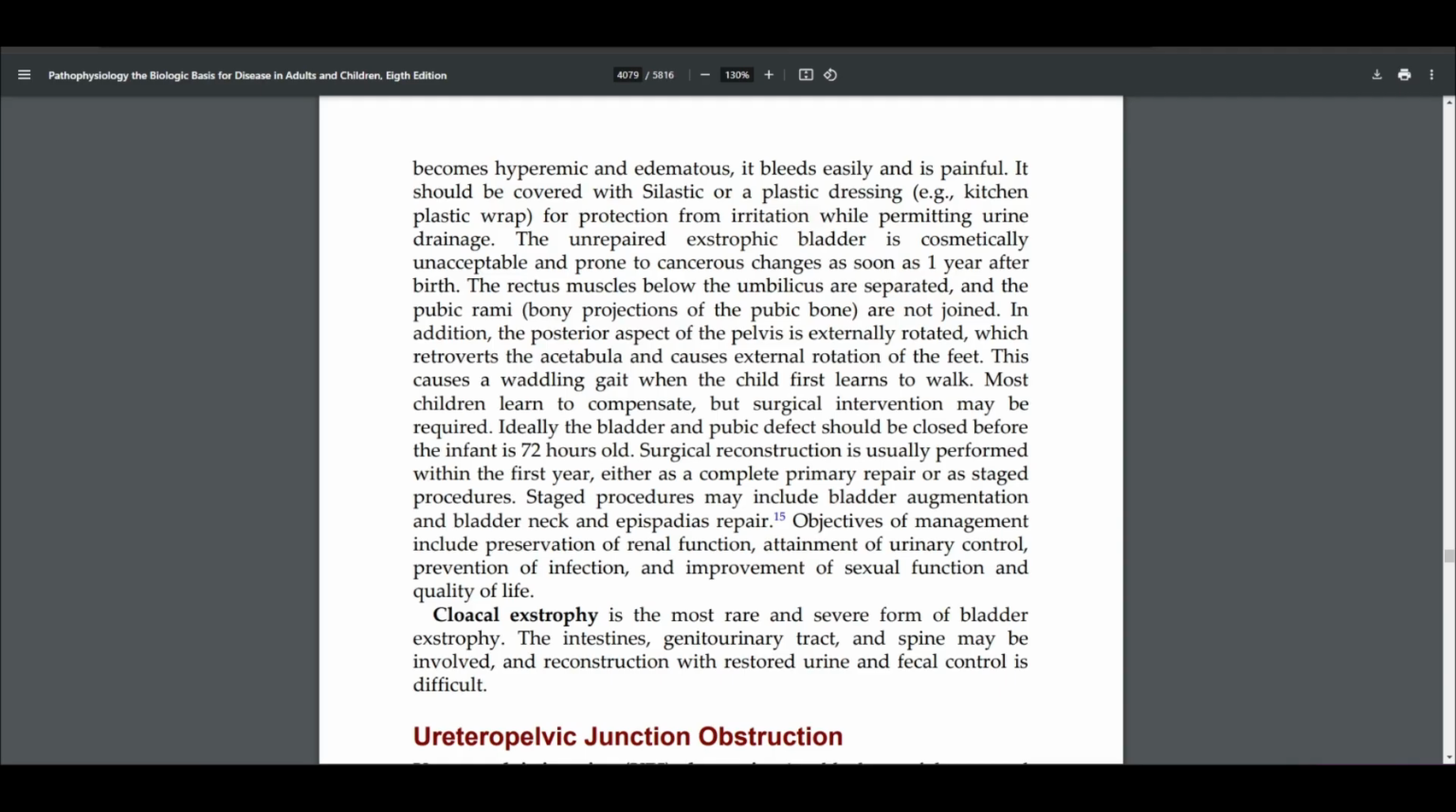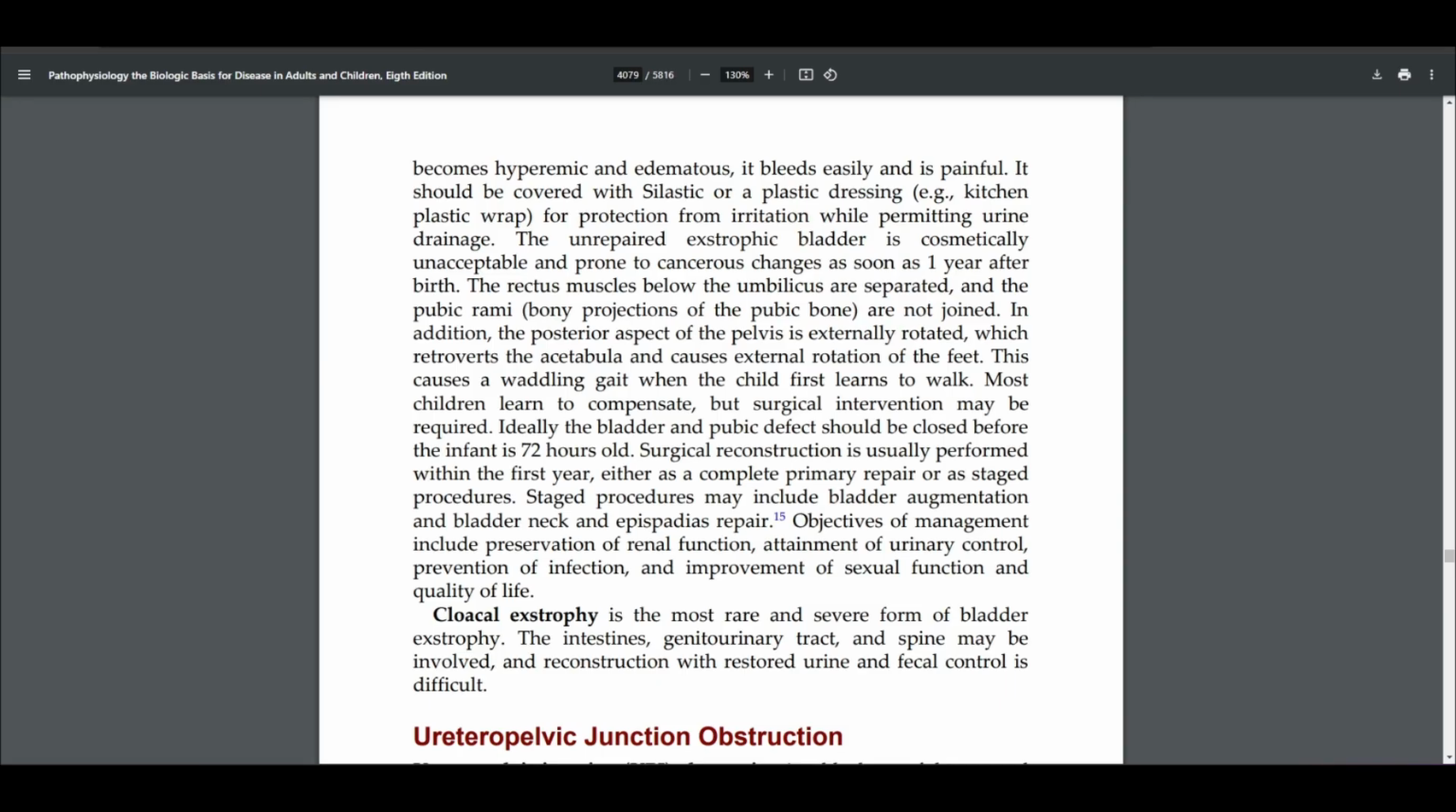The rectus muscles below the umbilicus are separated, and the pubic rami, the bony projections of the pubic bone, are not joined. In addition, the posterior aspect of the pelvis is externally rotated, which retroverts the acetabula and causes external rotation of the feet. This causes a waddling gait when the child first learns to walk. Most children learn to compensate, but surgical intervention may be required.